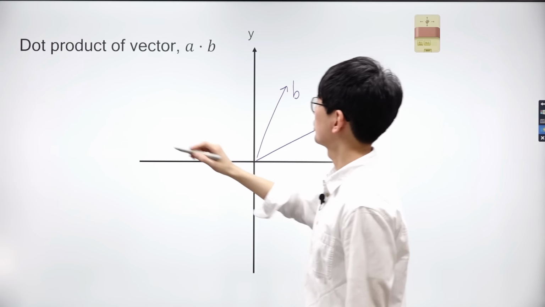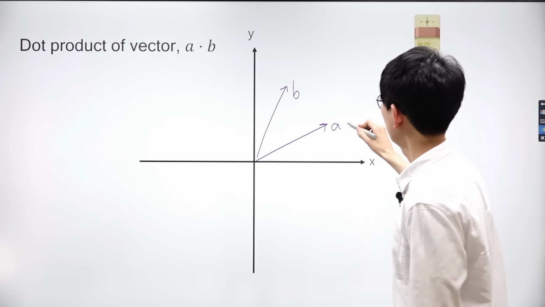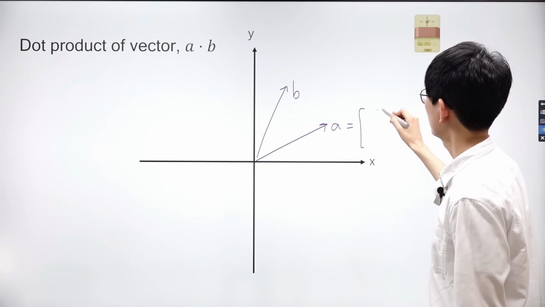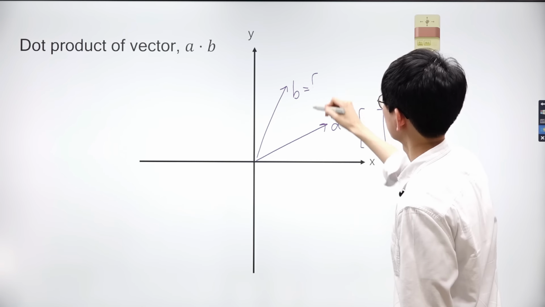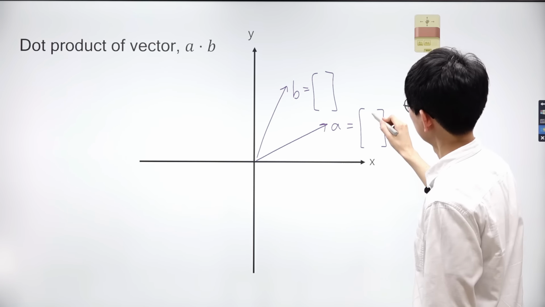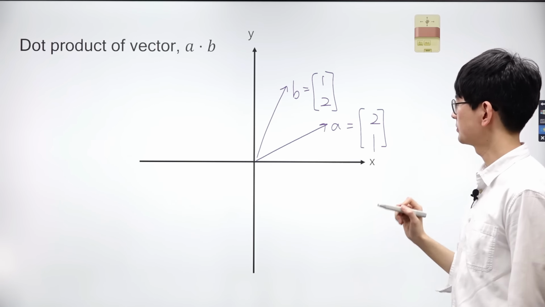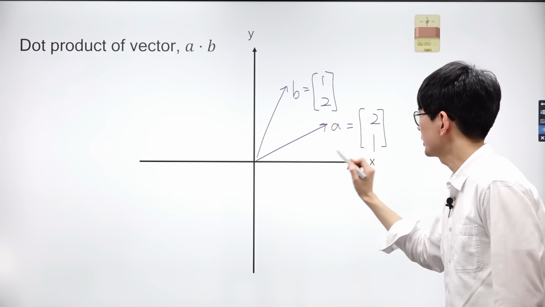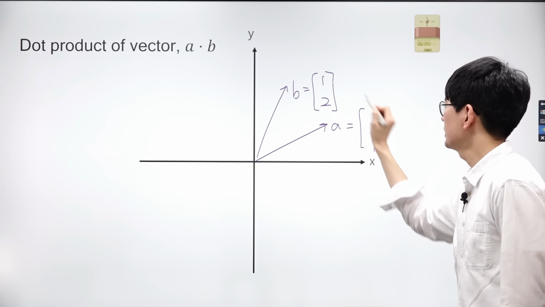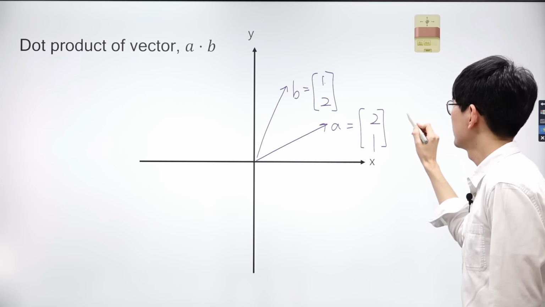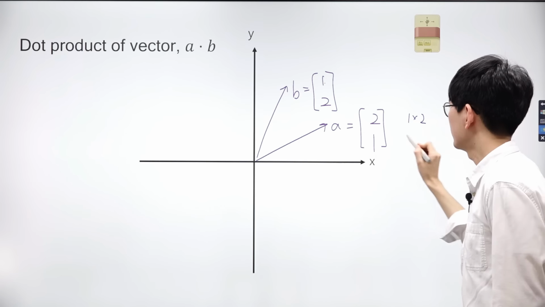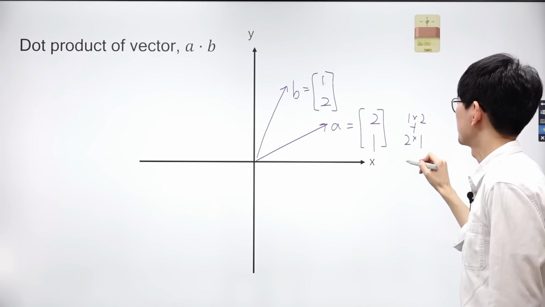However, there's another way to define the dot product. Let's consider vectors A and B on a two-dimensional plane. Both vectors A and B have two components. Let A be (2, 1) and B be (1, 2). The dot product of vector A and B equals the sum of the products of their corresponding components, resulting in a value of 4.